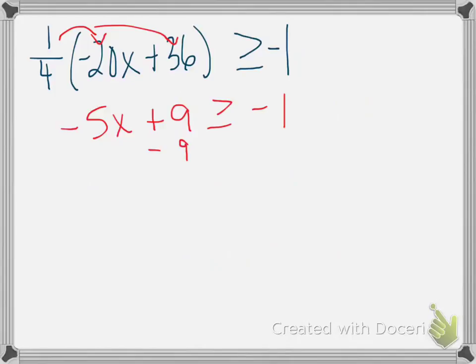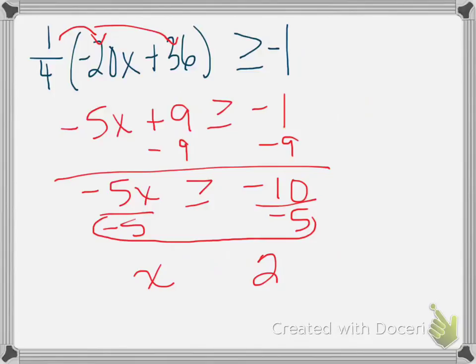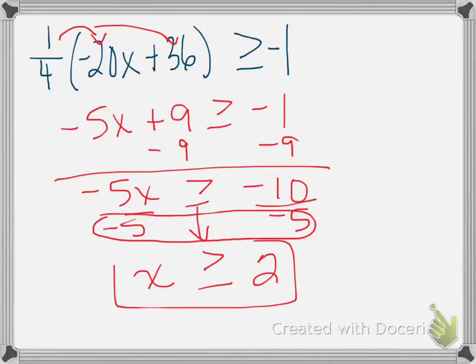So subtract 9 from both sides. Negative 5x is greater than or equal to negative 10. Divide by negative 5 on each side. You get x. Negative 10 divided by negative 5 is positive 2. Remember, we divided by a negative with this step here. So that's going to flip that inequality sign to greater than or equal to 2. And that would be your answer. Just like that. Nothing more to do.